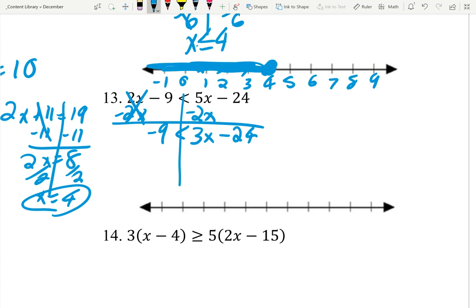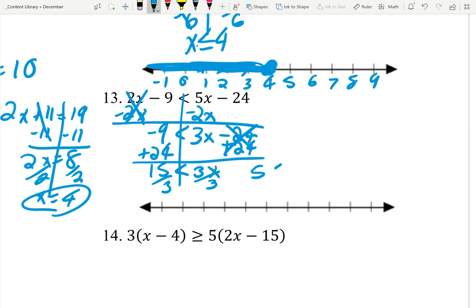I'm still trying to get the x by itself. So now let's get rid of this 24. Let's add a 24 so I can move it from the side with the x over to the side with the 9. So we're adding 24. This gives me 15 less than 3x, and we'll divide by 3. We end up having 5 less than x.